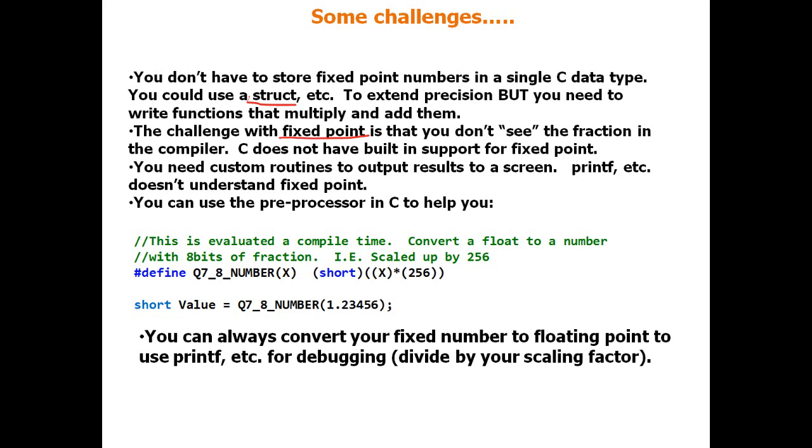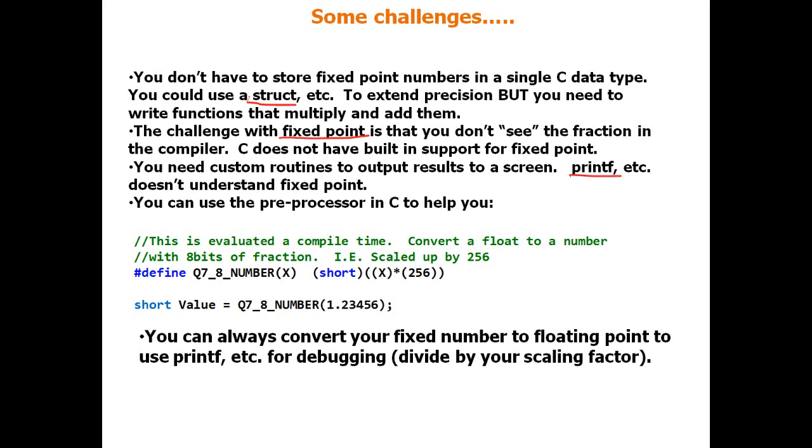You have to write custom routines if you want to output to a screen. For example, printf doesn't understand fixed point. So oftentimes, this is where floating point comes in handy. If you just want to print an approximation of your number, you can do that.